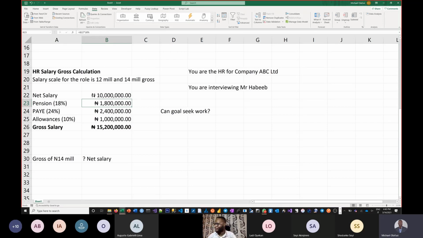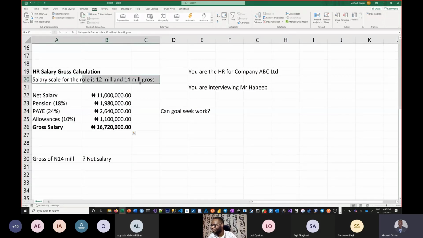Let me even change the question. Let's say it says, I want my annual take home to be 11 million naira. You already have a template. You just plug in the money he has asked, and instantly the template is showing you that his gross salary is going to be 16.72.